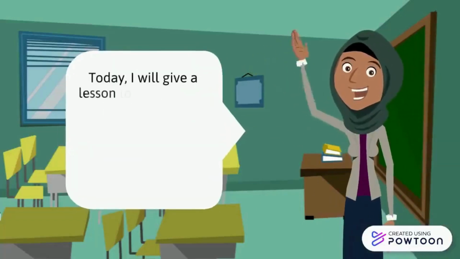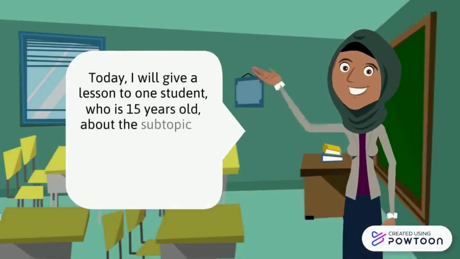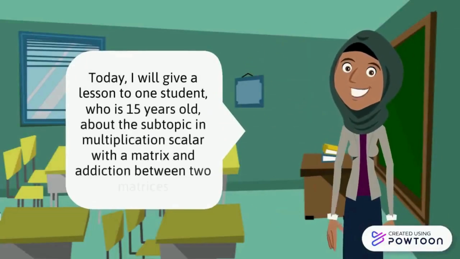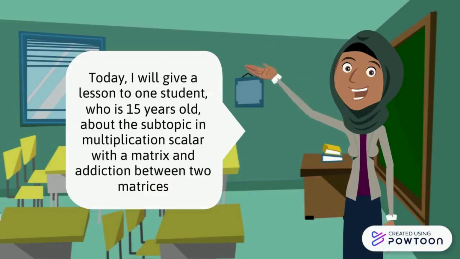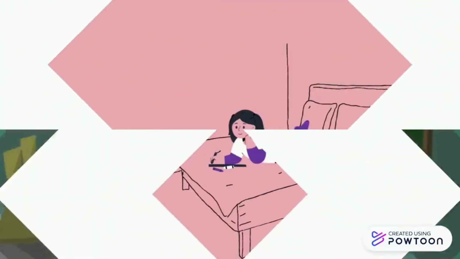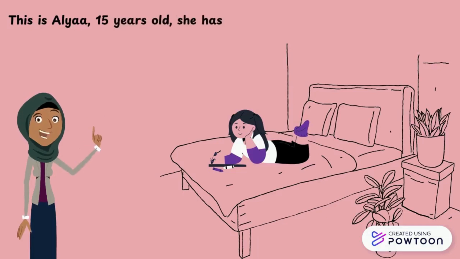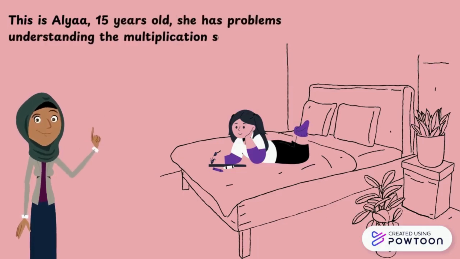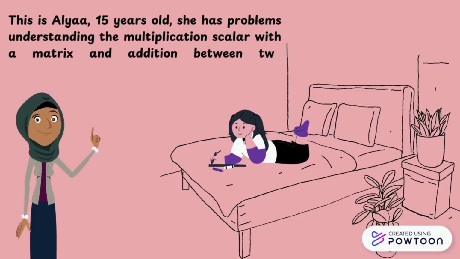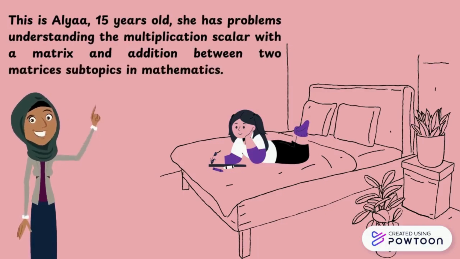Today I will give a lesson to one student who is 15 years old about the subtopic of scalar multiplication with a matrix and addition between two matrices. Based on the picture you see, this is ALYAA, 15 years old. She has problems understanding scalar multiplication with a matrix and addition between two matrices.